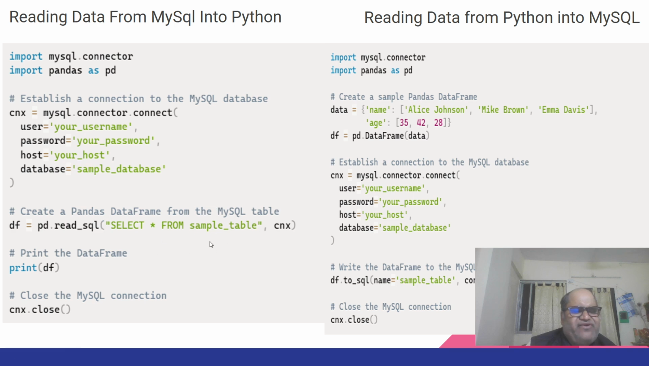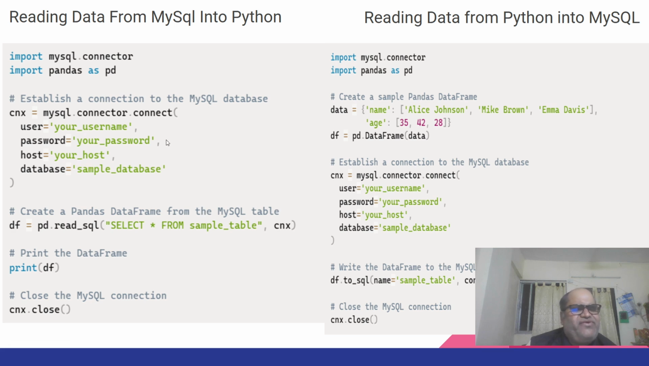Say for example, select all from sample table, right? And then what you have to pass on is just the connector.connect, the CNX. That's the only thing that you need to take care of when you are creating a pandas data frame from the MySQL table. Now if you want to print, you can print it here, and once done, if you don't have any activity to do, you can close it by calling cnx.close. So this is a very simple connector.